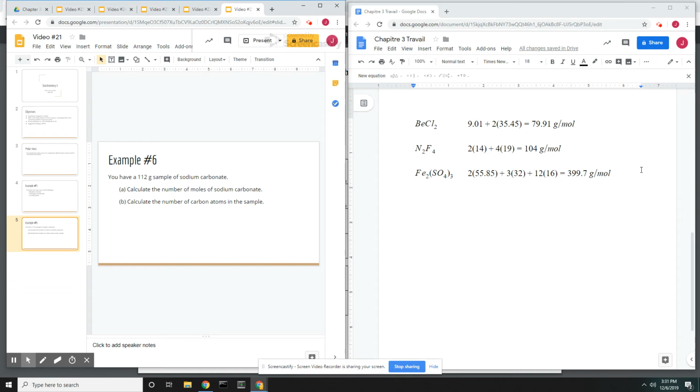All right, so before I actually do the problem, I'm again going to need the chemical formula. So you'll need your polyatomic ion sheet. And then I'm going to go ahead and calculate the molar mass before I even do the problem.